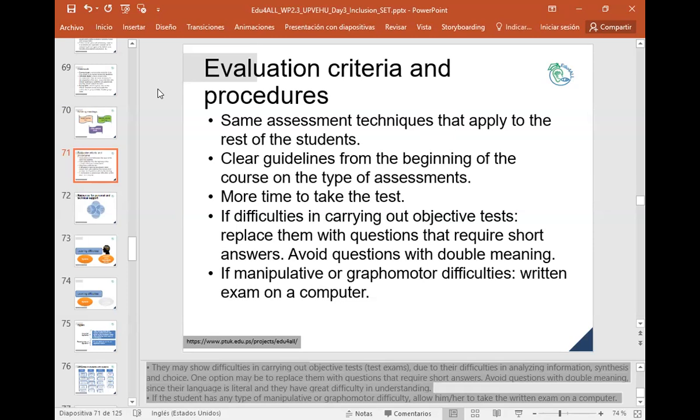They may show difficulties in carrying out objective tests, test exams, due to their difficulties in analyzing information, synthesis, and choice. One option may be to replace them with questions that require short answers. Avoid questions with double meaning, since their language is literal and they have great difficulty in understanding. If the student has any type of manipulative or graphomotor difficulty, allow him or her to take the written exam on a computer.